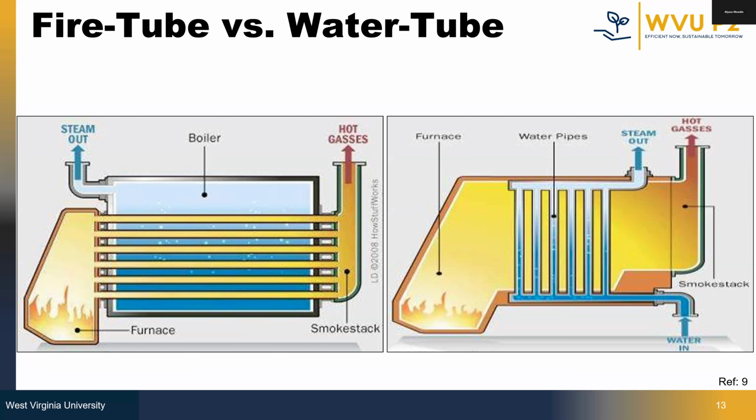Now contrast that to the image on the right, which is a water tube boiler. In this case, instead of the tubes carrying the heat, the tubes are carrying water through the hot furnace environment, where the heat is transferred into the water. These boilers are more complex and generate higher pressures, so they're better for large industrial applications and power plants. And there are also hybrid designs that utilize both of these concepts. I don't have an example of one of those here.